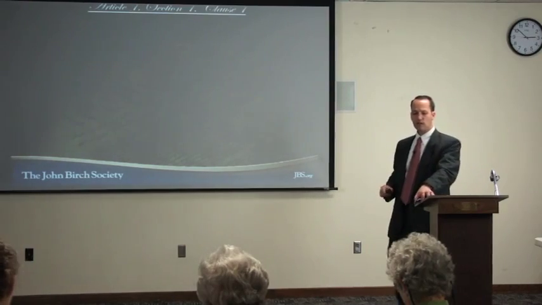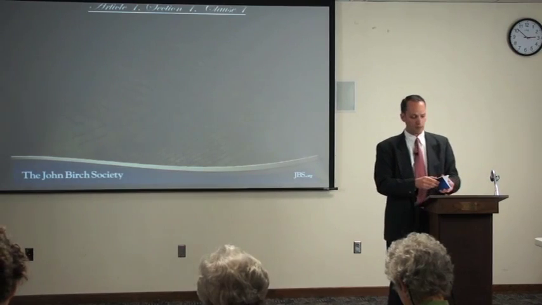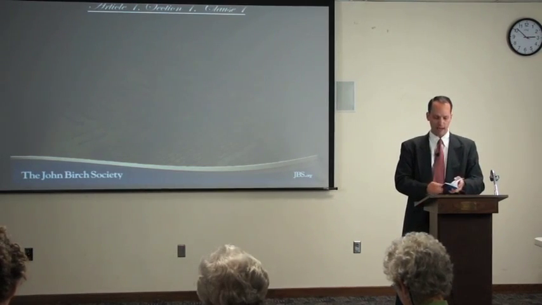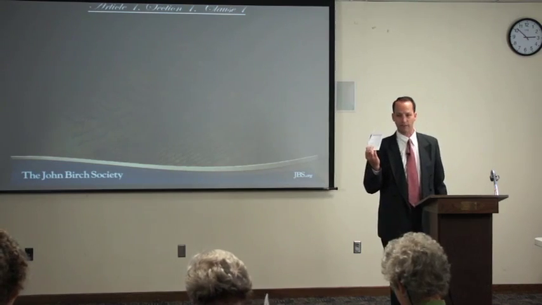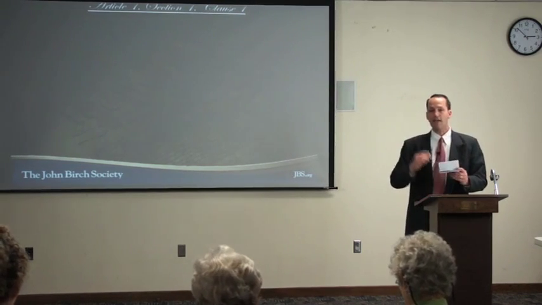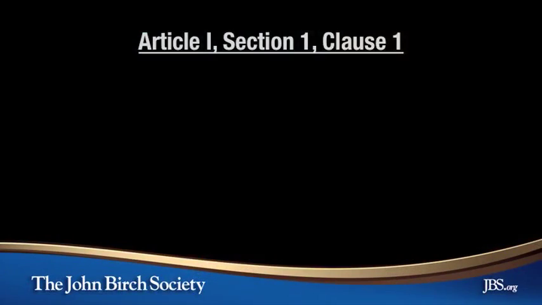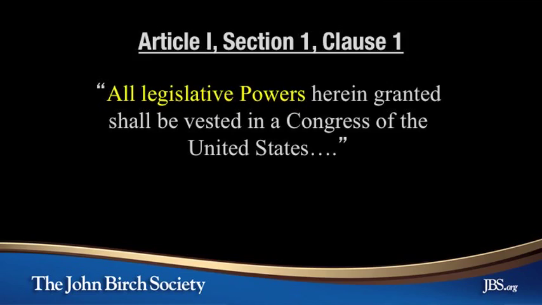Now, in the U.S. Constitution itself, the very first line after the preamble, if you have your pocket Constitution with you, in this version it's on page 11. Right after the preamble, we find Article 1, Section 1, and Clause 1. The very first thing it defines is this: all legislative powers herein granted shall be vested in Congress.